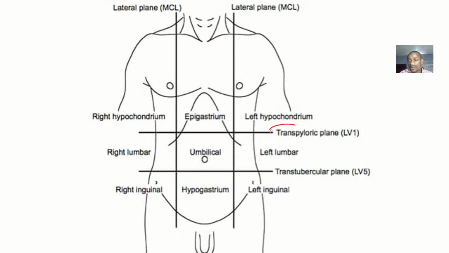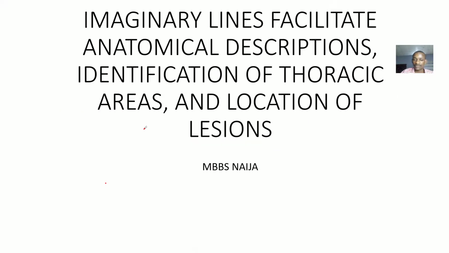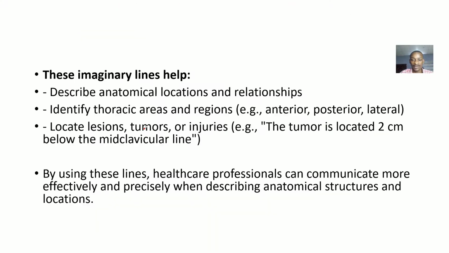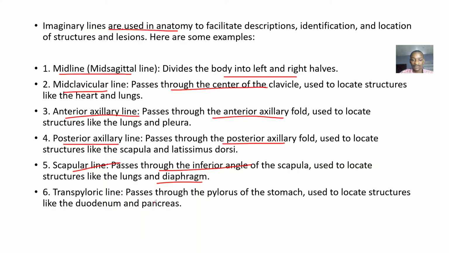Then we have the transpyloric line. This one is passing here. If you know the digestive system, the pylorus is where the stomach joins the small intestine. The junction where the stomach joins the small intestine is where this line passes. So it passes through the pylorus of the stomach and is used to locate structures like the duodenum and pancreas.